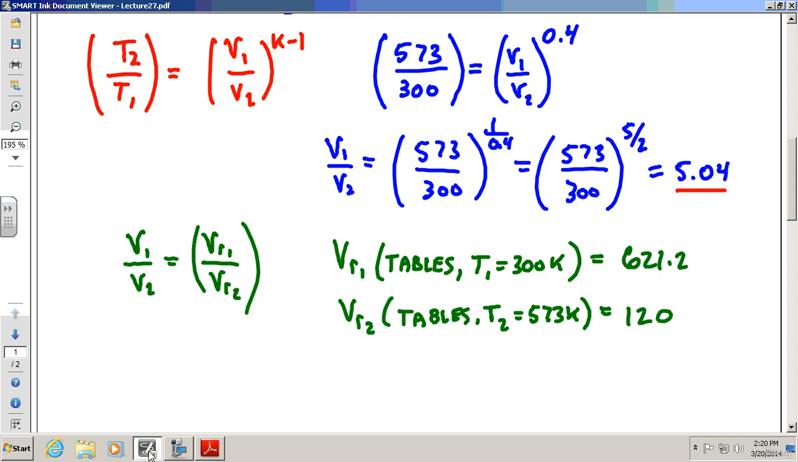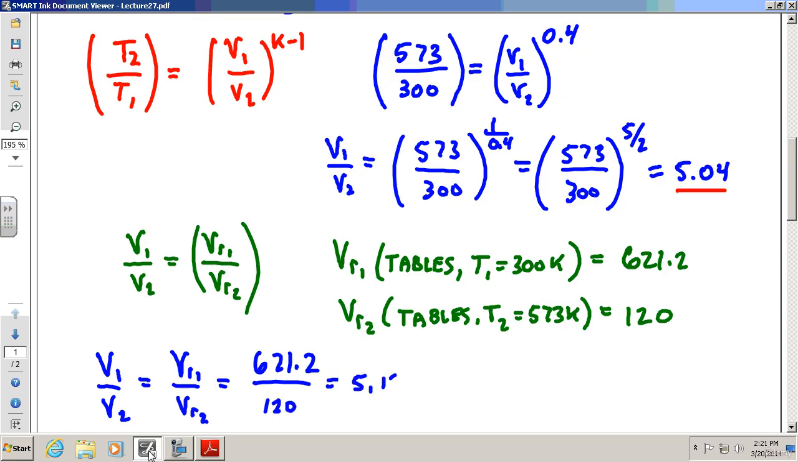Therefore, if I want to find out, in this particular example, what is V1 over V2, I can say it's the same thing as VR1 over VR2, the relative specific volumes. Then that's just 621.2 divided by 120, and I get 5.18. You'll notice it's slightly different, but pretty close. Why is it different? Because you're using tabular data. You're not just doing a quick property relation.